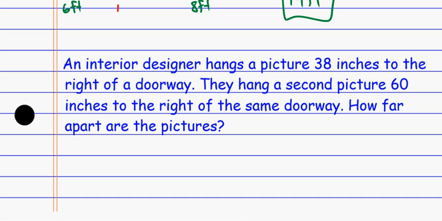Something like this: an interior designer hangs a picture 38 inches away from a doorway. They hang a second picture 60 inches away from the same doorway, and they're hanging both of these on the same side, to the right. We want to know how far apart the pictures are.